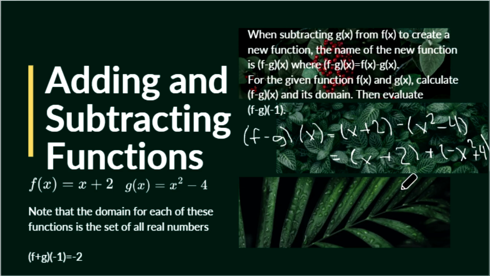And there's my parenthesis. Okay, now we're going to combine like terms. Our highest power is x squared, so we have negative x squared. Then we have a positive x, and then we have positive 2 and positive 4, which is going to give us positive 6. So this is our new formula. Now we need to figure out f minus g of negative 1. So negative 1 for all this stuff. So negative 1 squared plus negative 1 plus 6.